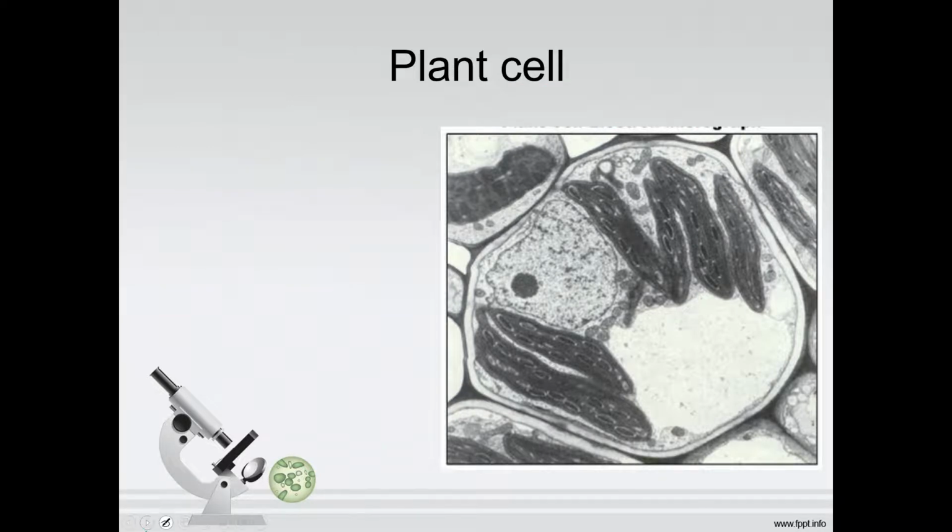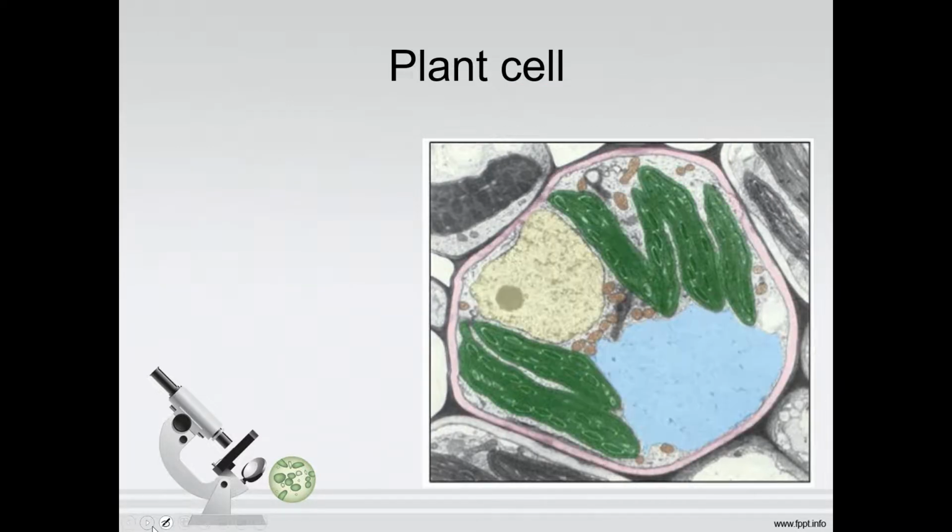Let's look at a plant cell. And again, way better with color. All right, so plant cell, we're going to add a cell wall. Animal cells do not have cell walls. Plants do. In plants, it's made of cellulose. Plant cells have chloroplasts. Animal cells do not.